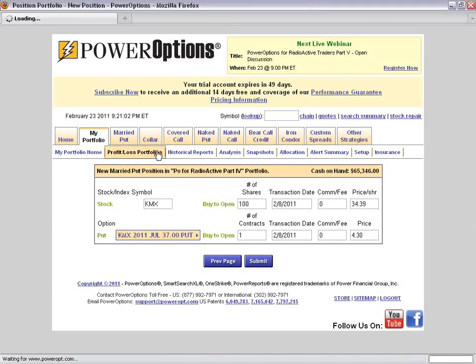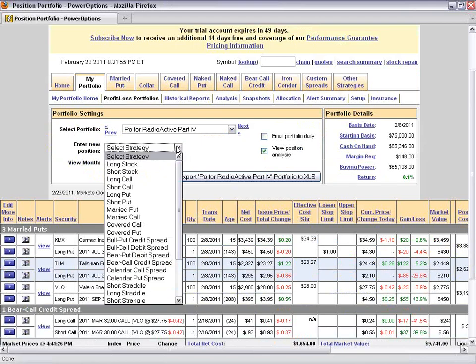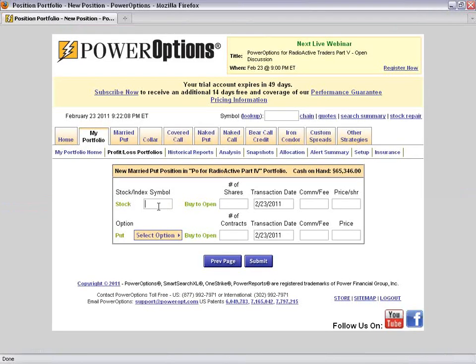Now, of course, if I'm just in the profit and loss portfolio, yes, if I have older positions and I want to just enter them manually once I get comfortable with the entry, I'll go ahead and click the drop-down menu, and I'll enter my strategy. I want to enter a married put. And let's say that, I don't know, on the 16th of February I opened a married put position on Kraft. All right, so let me type in KFT, and I just did 100 shares. And so I'll change my transaction date to February 16th, commission fee of 0. And the price per share, let me take a stab in the dark here, $32.50.